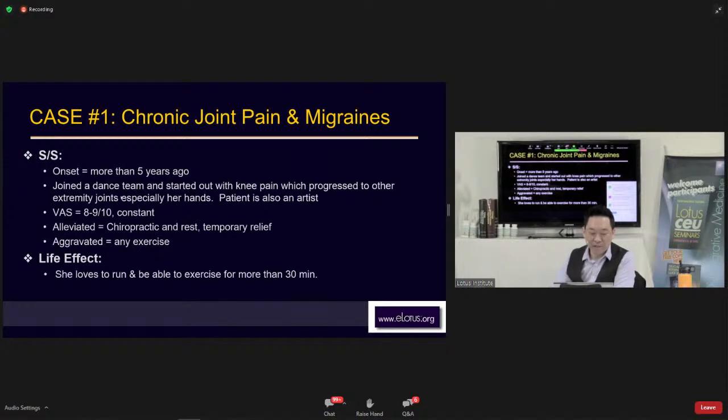aggravated by any exercise. So she had to quit the dance team, right? Actually, I believe she likes to draw, and she had to even stop that because she has chronic joint pain everywhere, right? And life effect. She loves to run and be able to exercise for more than 30 minutes.